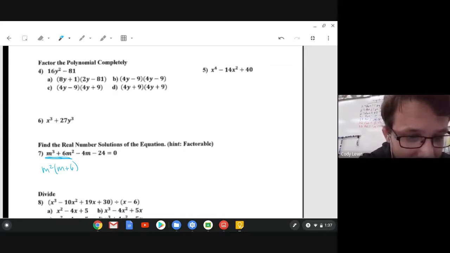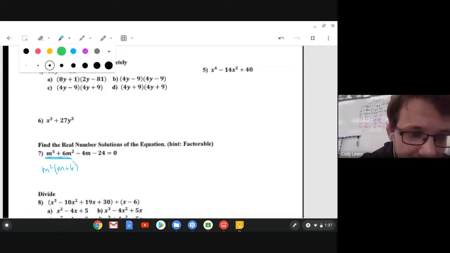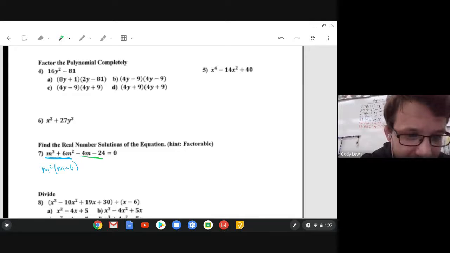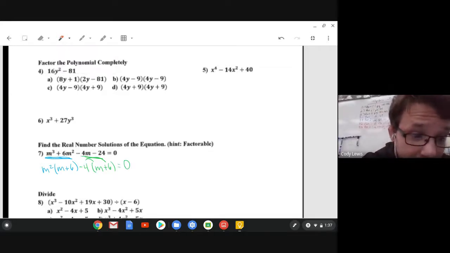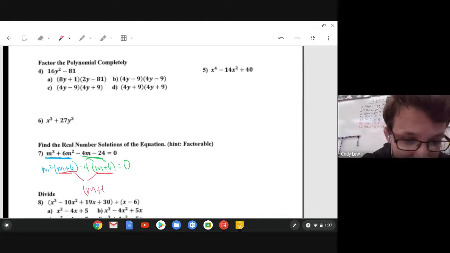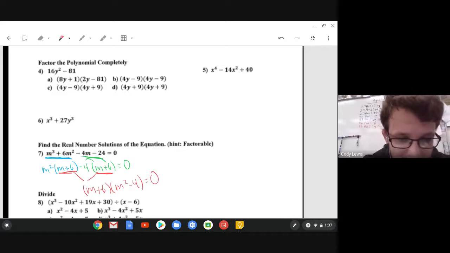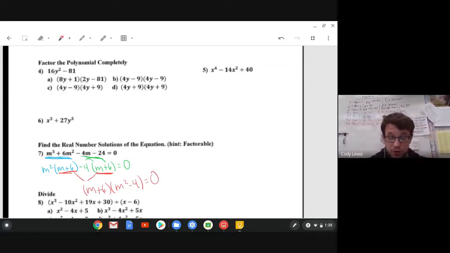I took them out. Now, I'm going to do the same exact thing, but this time I'm going to look at the 4m and the negative 24. And I'm going to kind of cheat a little bit. I know when I factor by grouping, I have to have matching parentheses. So what I do here is I just kind of guess that, and I say, well, negative 4 would be awesome, because if I had negative 4, it would give me the negative 4m and the negative 24. Now, once our parentheses match, which they do, that's the big key. I take those 2 parentheses, they just turn into 1. And then what's left over is m squared minus 4. And remember, this is equal to 0. Because the only way we could solve it is if it's equal to 0.